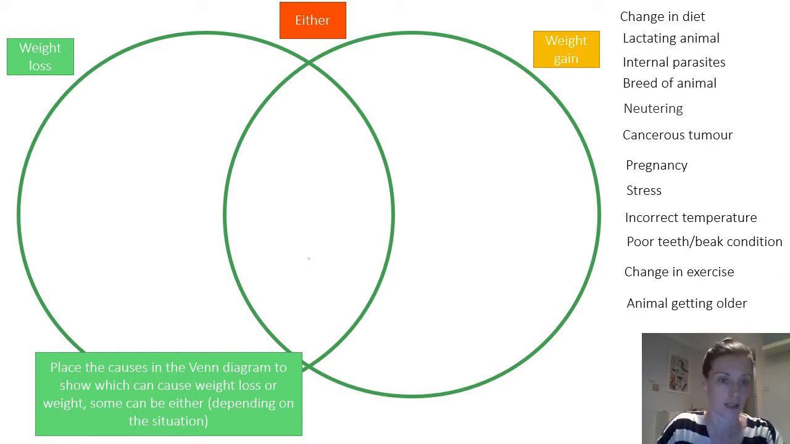So you can either take a copy of the PowerPoint slide, which I've put on to show my homework, and fill it in electronically, or you can do it by hand, whatever you prefer. Remember though to give yourself enough room in the middle if you are doing it by hand, because it makes it tricky to fit all the words in. So have a think, which of these things result in weight loss, which one results in weight gain, which one could be either, depending on the situation.